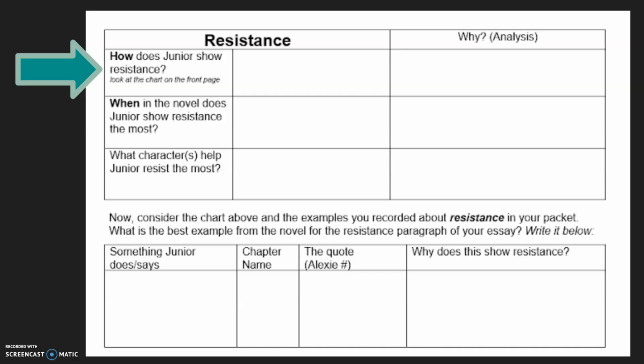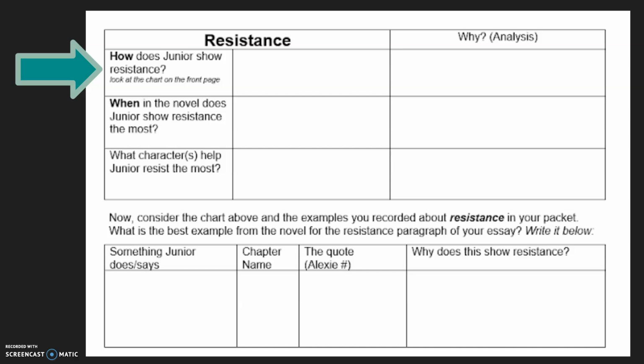Okay, so let's flip open to the resistance page. You are going to go through now and you're going to brainstorm really, really big examples. How does Junior overall show resistance, resignation, and hybridity? So we're going to start with resistance here. So number one, big picture, how does Junior show resistance in the book?